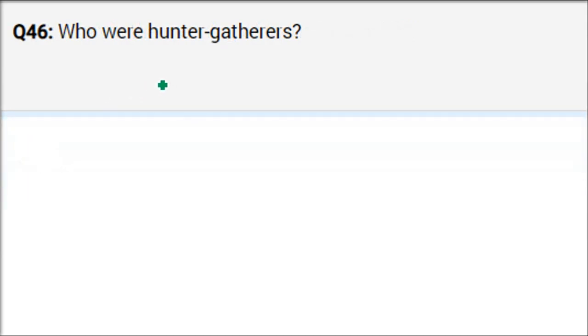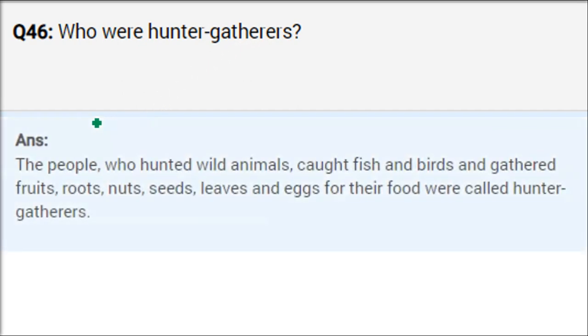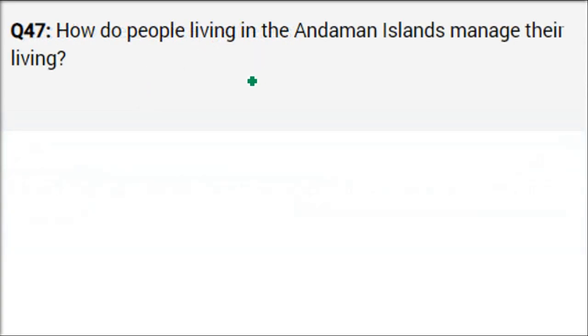Who were hunter-gatherers? The people who hunted wild animals, caught fish and birds, and gathered fruits, roots, nuts, seeds, leaves, eggs for their food, to feed themselves for their livelihood, were called hunter-gatherers. Who hunt? Who gather?